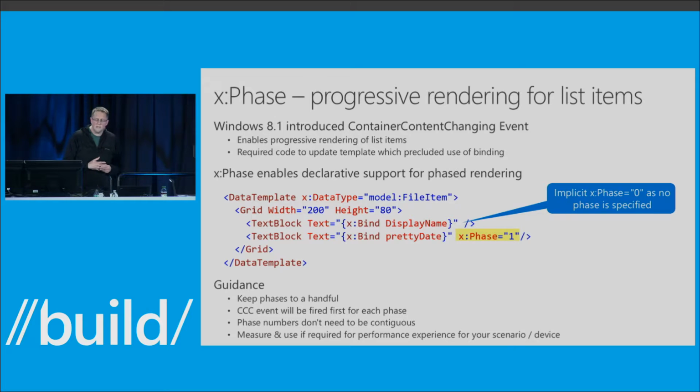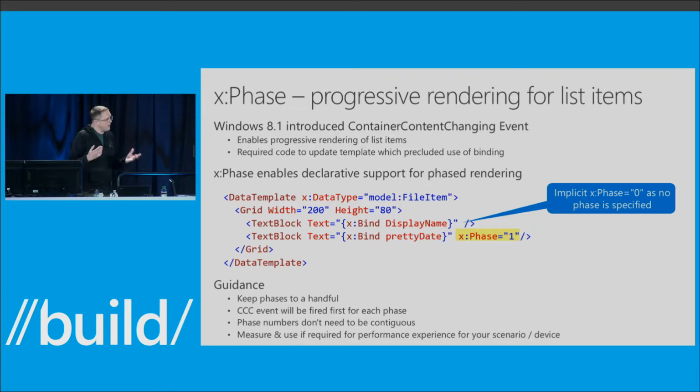We still fire the ContainerContentChanging event, so if you want, you can hook that up as well and do your own logic in addition to the binding work. And the event, if hooked up, will fire first for each phase. So you'll get called for phase 0, then for phase 1, then for phase 2, etc. The phase numbers used with x:Phase don't need to be contiguous. I could have 1, 10, 1,000. But again, keep it to a handful. It does mean that you can leave a gap for 1 or 2 if you need to do event work in between the particular phases.